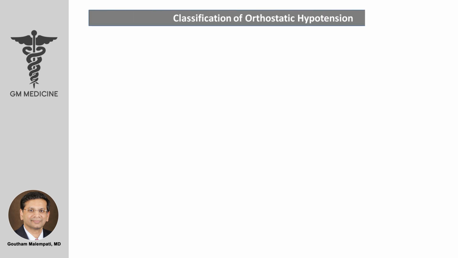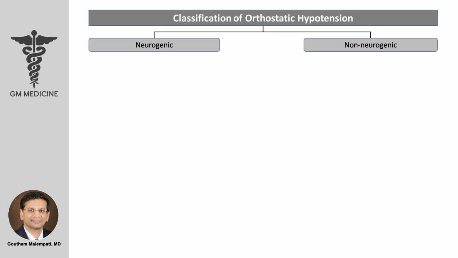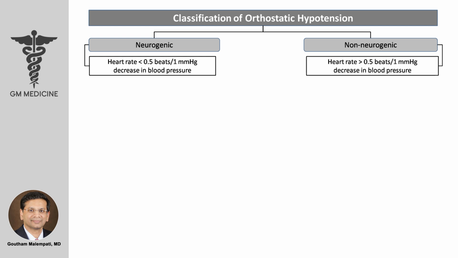Orthostatic hypotension is further classified into neurogenic and non-neurogenic. If the change in heart rate is less than 0.5 beats per 1 mmHg decrease in blood pressure, that is due to neurogenic causes. If there is a change of heart rate by greater than 0.5 beats per 1 mmHg decrease in blood pressure, that is attributed to non-neurogenic causes.